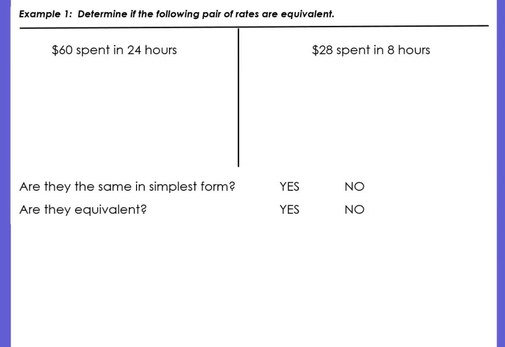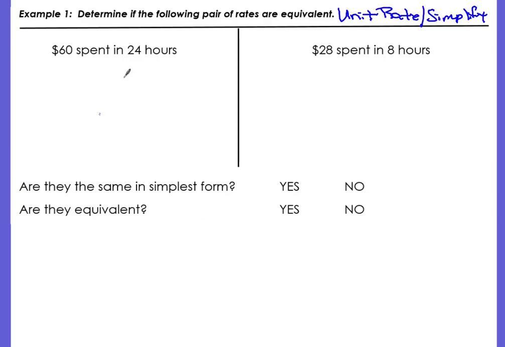So let's do an example. With this example, we're going to use the unit rate. And not all the time is it going to be easy to find the unit rate. If you can't divide and get a whole unit rate, then it might just be easier to simplify that rate or ratio. Okay, $60 spent in 24 hours.